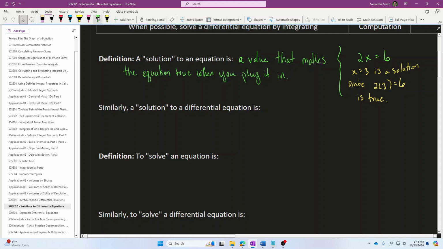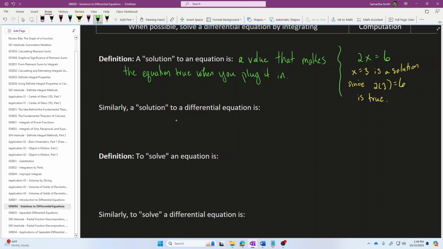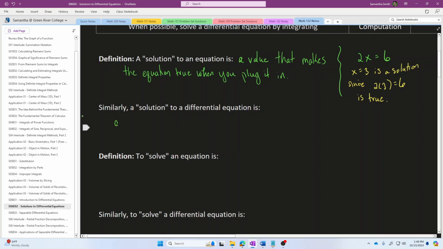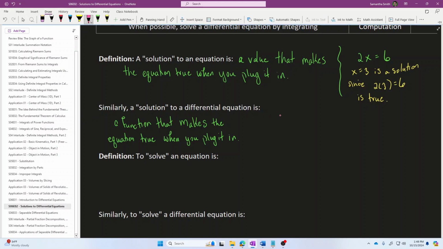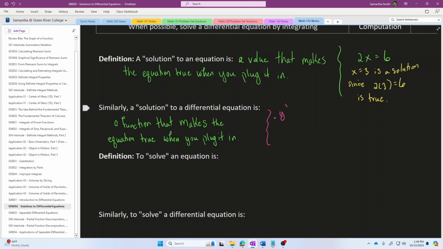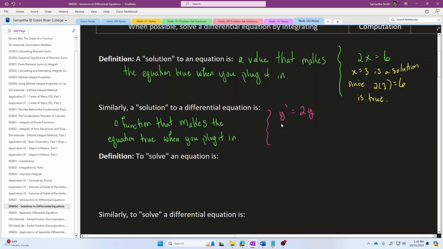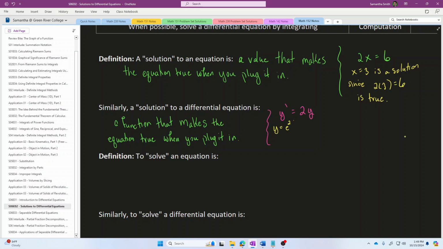And it's exactly the same with differential equations. A solution to a differential equation is just a function that makes the differential equation true when you plug that function in. So, for example, suppose I gave us the differential equation y prime equals 2 copies of the original function y. I claim that the function y equals e to the 2x is a solution to this differential equation.